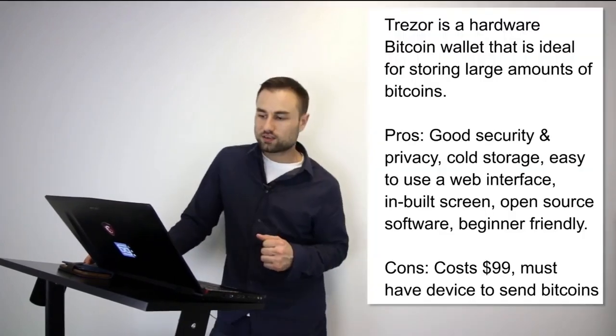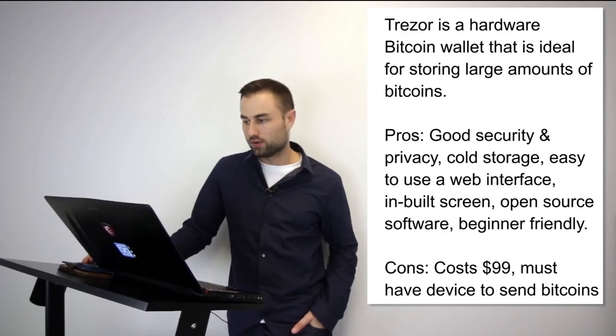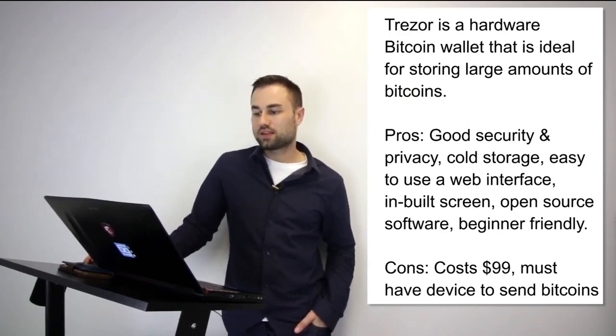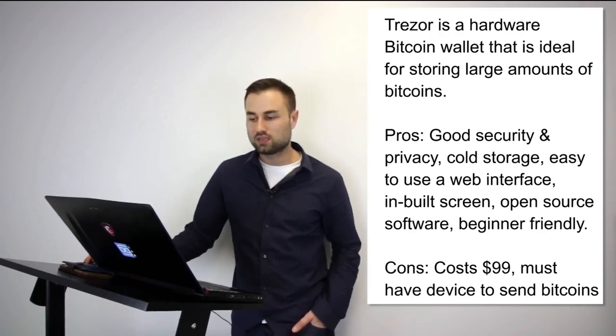Now, those were three hot wallets I was talking about. I want to talk about two hard wallets, okay? Two of my favorite hard wallets are, number one, Trezor. Trezor is a hardware Bitcoin wallet that is ideal for storing large amounts of Bitcoins. Trezor cannot be infected by a malware and never exposes your private keys, which makes it really, really safe.